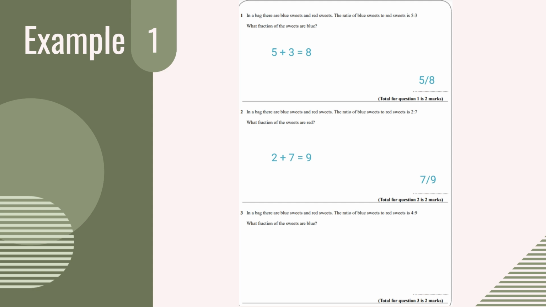And then, same in our third question, in a bag there are blue and red sweets. The ratio of blue sweets to red sweets this time is 4 to 9. What fraction of the sweets are blue? Here we do 4 plus 9 equals 13, and as we can see, 4 is the value of blue. So we simply write 4 over 13.